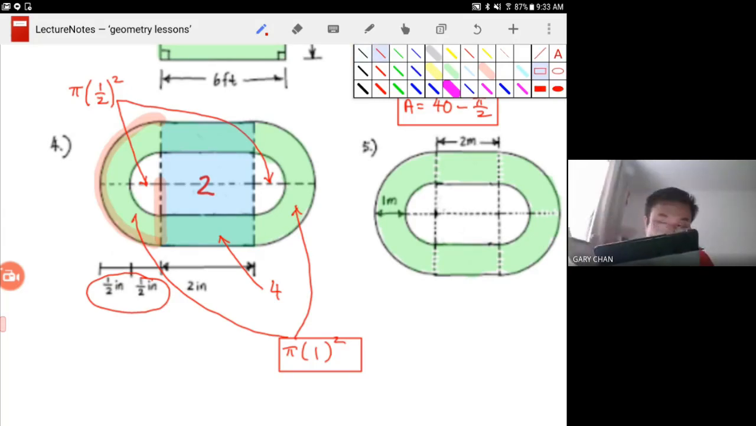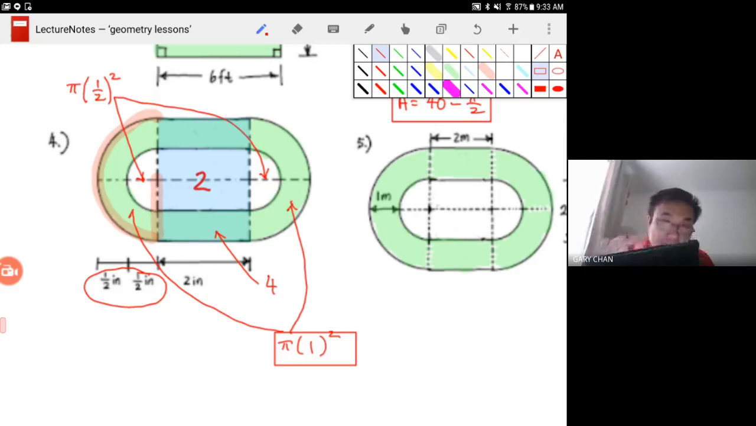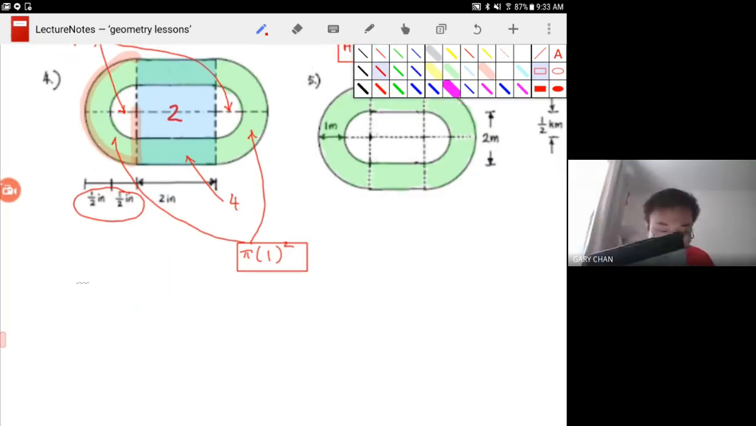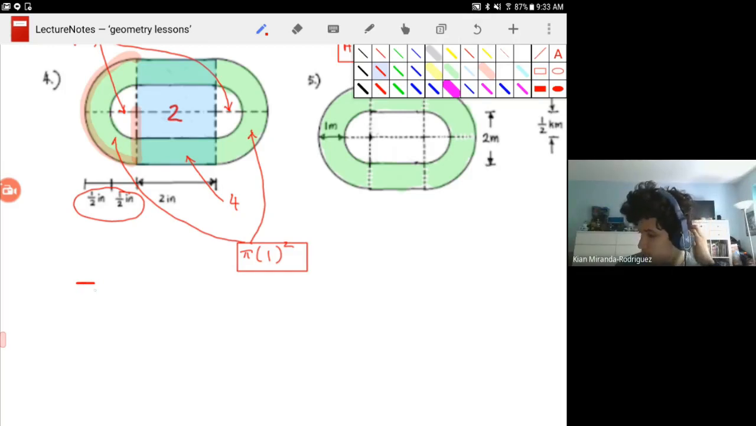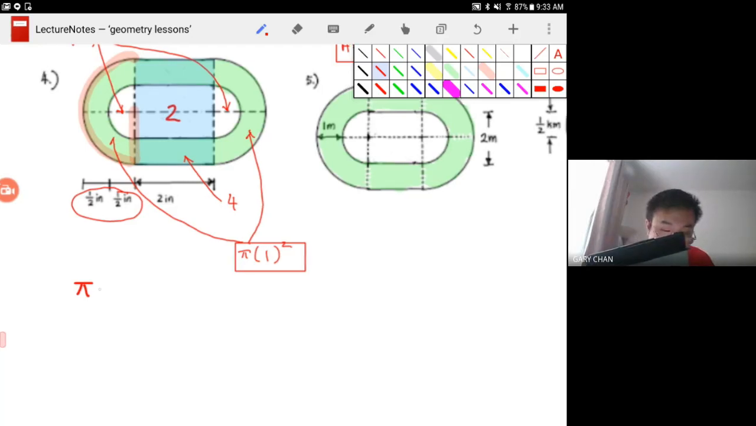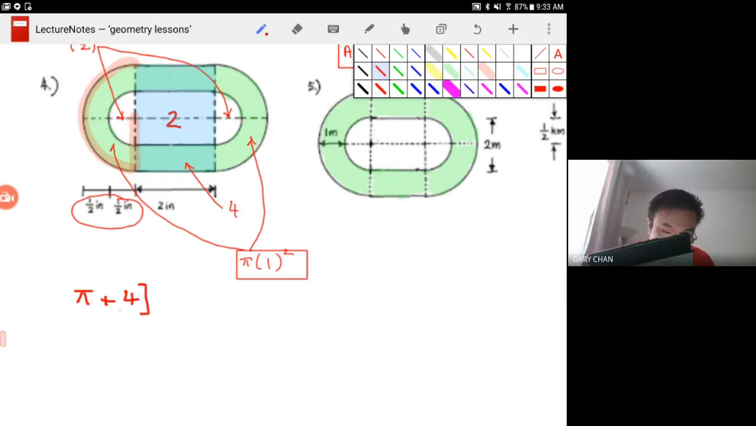Okay. So now we have all this stuff. We need to find the area that's in green. So let's start by taking the area of the overall shape, the outer region. The outer region will be pi, because that's the area of the large semicircle. What's the area of the rectangle again, Michael? The large rectangle? 4. So this represents the area of the overall.